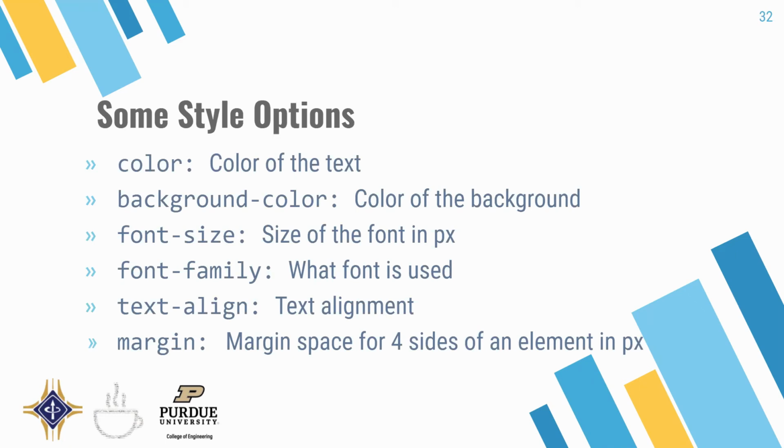Background color is the color of the background. Again, you can use any kind of predefined color or your own hex code for color. Font size is the size of the font, typically in px or pixels. Font family is what font you tend to use. Text align is obviously how you align text: right, left, center, justified, something like that. Finally, margin is kind of how much space is around every element on the page. Again, always given in values of px.